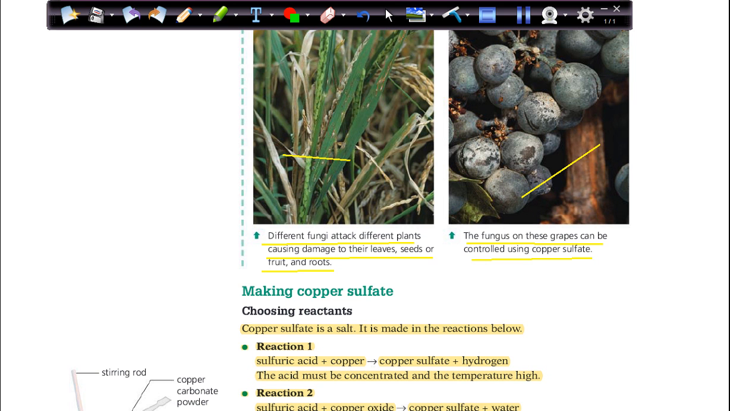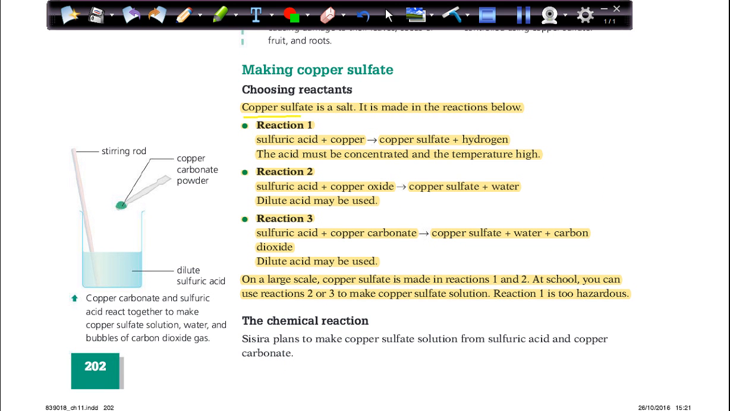We have three ways to do this. Copper sulfate is a salt. It's made in the reactions below. So we have three reactions. First, we can choose sulfuric acid with copper, or sulfuric acid with copper oxide, or sulfuric acid with copper carbonate. If we use sulfuric acid with copper only, which is a metal, that will give us copper sulfate plus hydrogen. The acid must be concentrated and the temperature high.